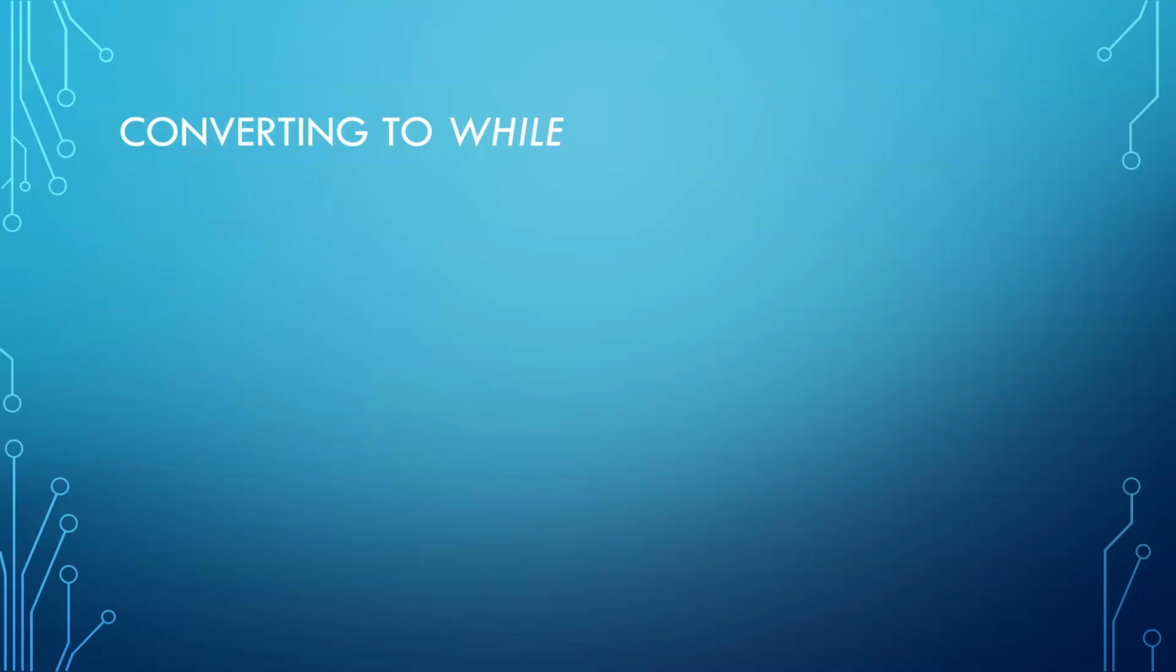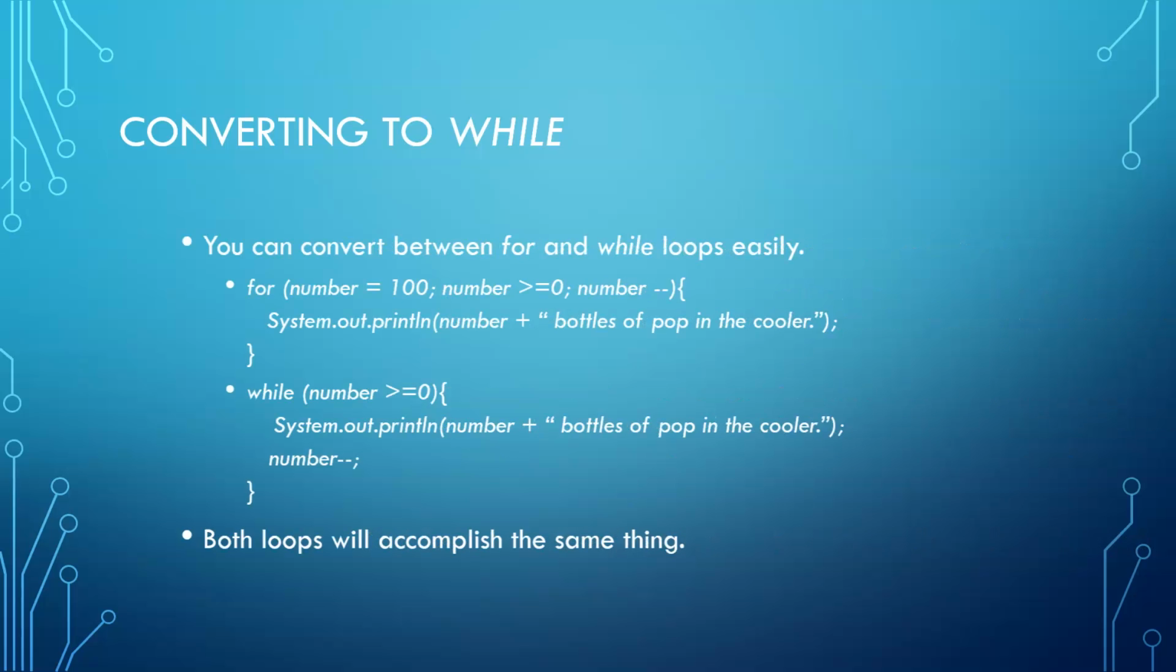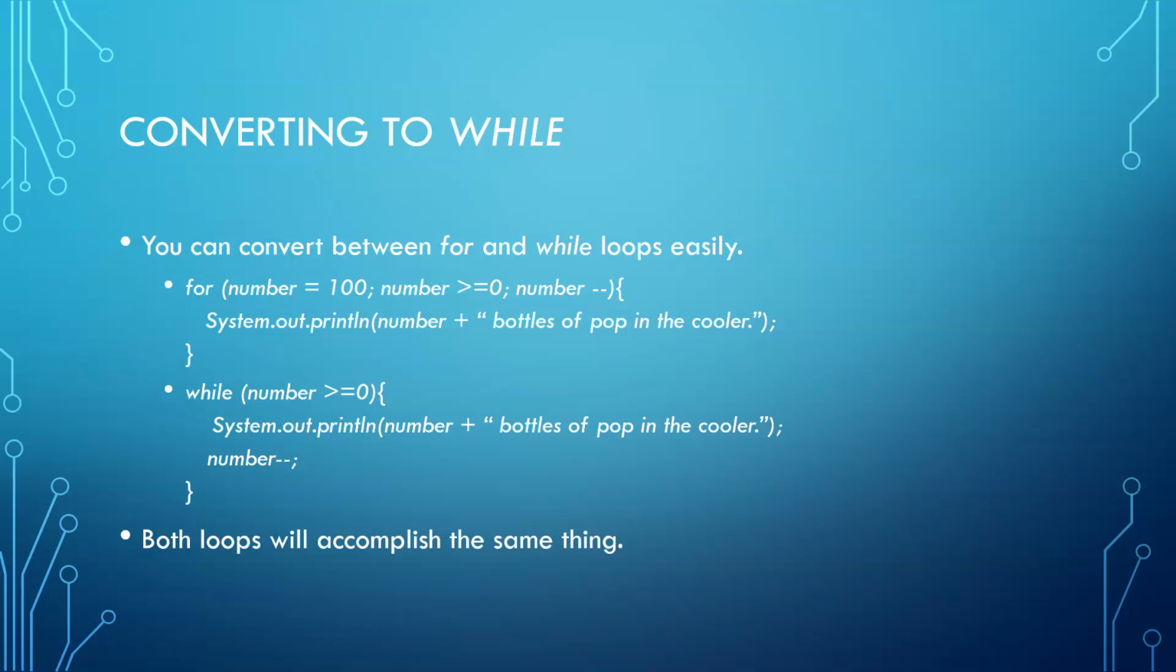Now, the interesting thing about loops is that you can convert from one kind of loop to the other. We already looked at how you can go from a while to a do-while and a do-while to a while. But you can also take a for loop and very easily convert it to a while loop. All right, so here's our two examples.